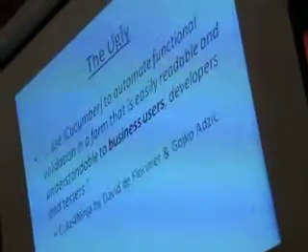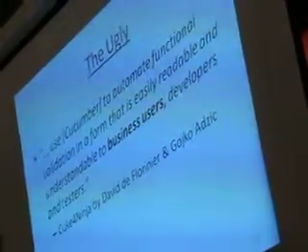So this is a quote from David de Florinier and Gojko Adzic, I don't know if I pronounced that right. This is a quote from their Cucumber for Ninjas book. Cucumber should be used to automate functional validation in a form that is easily readable and understandable to business users, developers and testers. James knows exactly where I'm going with this. He blogged about it recently.